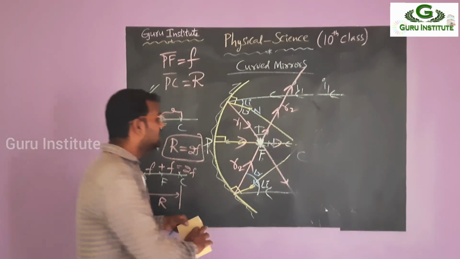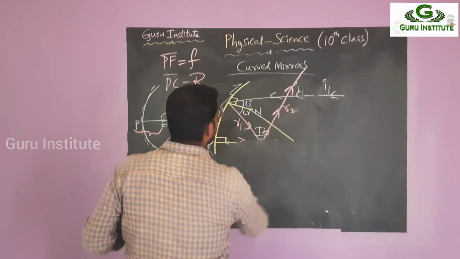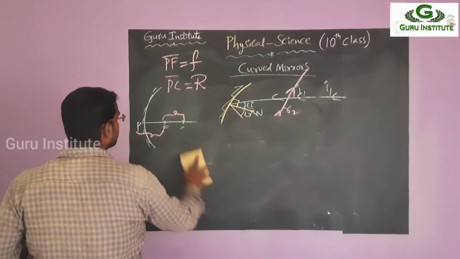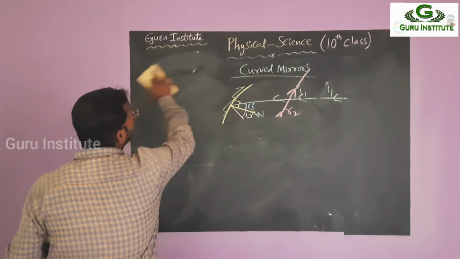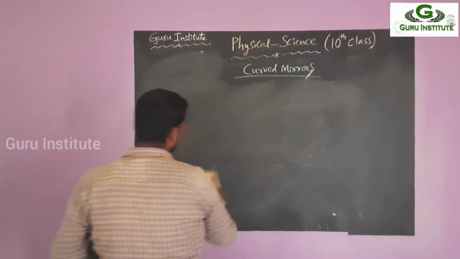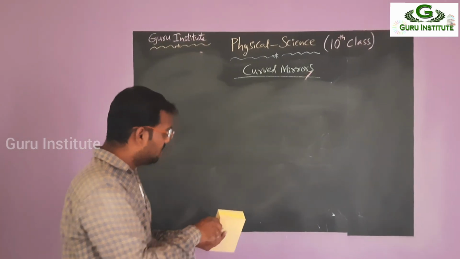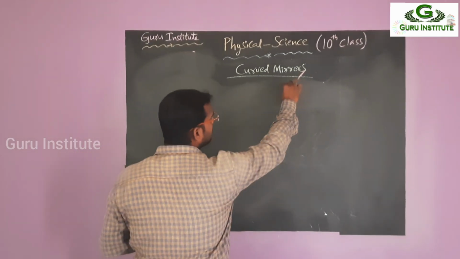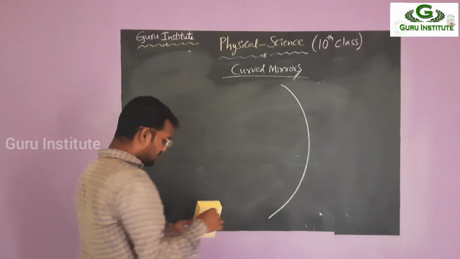Always it forms in front of the mirror. So like this only. Now we have to observe in the convex mirror how the image will be formed. We have to see now. So in case of convex mirror, I am drawing the convex mirror like this.